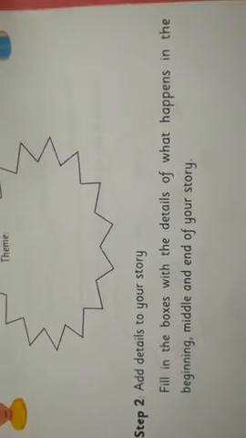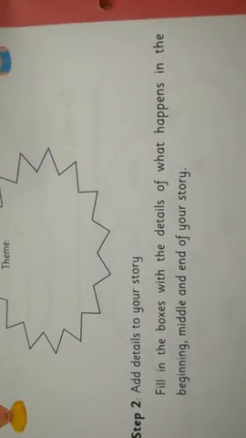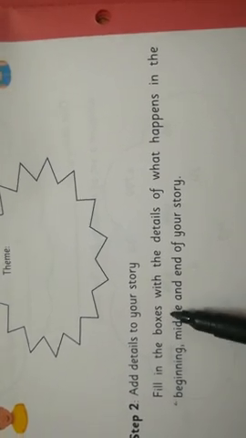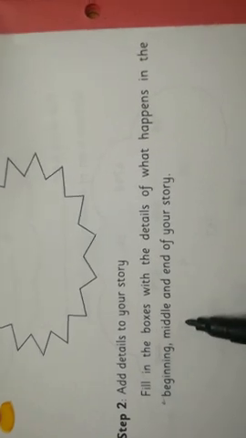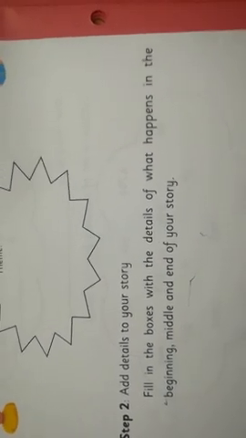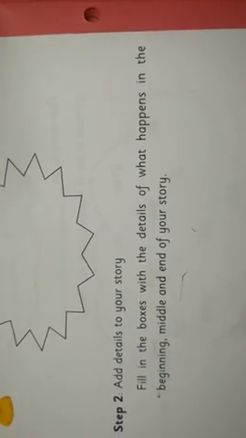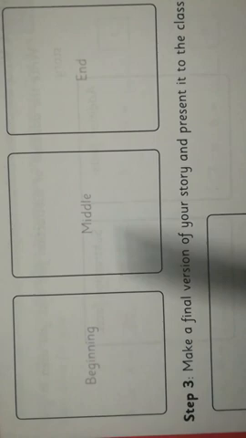Step number 2, add details in your story. You have to elaborate your story, which means you have to use this part. Fill in the boxes with the details of what happens in the beginning, middle and end of your story. You have to write the beginning, middle and end of your story. You have to write it here. See, you have to write it in these boxes.